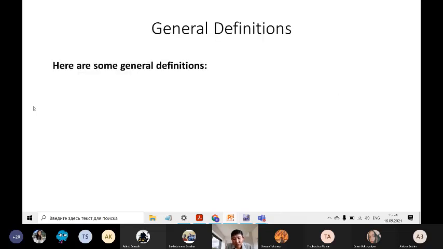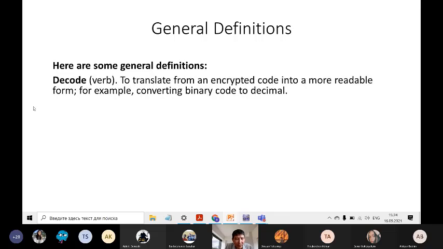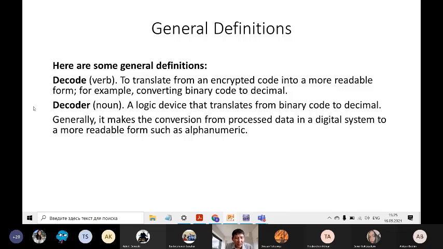But you should know this, and I also suggest you write it down. If you can handle it now, we can do it fast, but after the lecture you should write down this definition. For example, what does decode mean? Decode: to translate from encrypted code into a more readable form, for example, converting binary code to decimal. It's a verb. So a decoder is a logic device that translates from binary code to decimal.